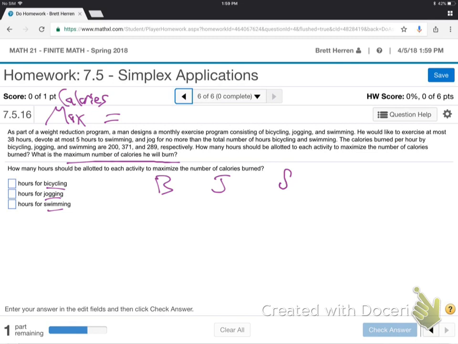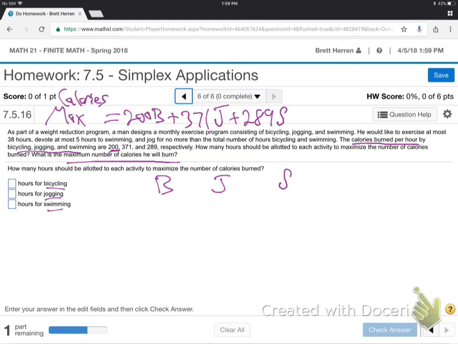So what does it say? Calories burned is 200 bicycling, 371 swimming, and what is it? 289. Oh wait, did I do the order wrong there? Now bicycling, you just got to keep the order the same. Bicycling, jogging, swimming. There we go. That's our maximum equation, which is going to become the bottom of our matrix with negatives.